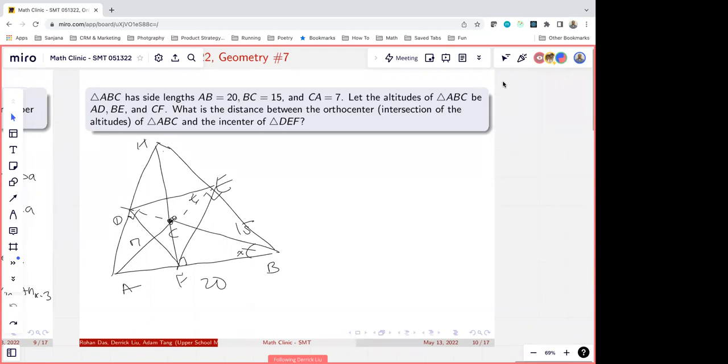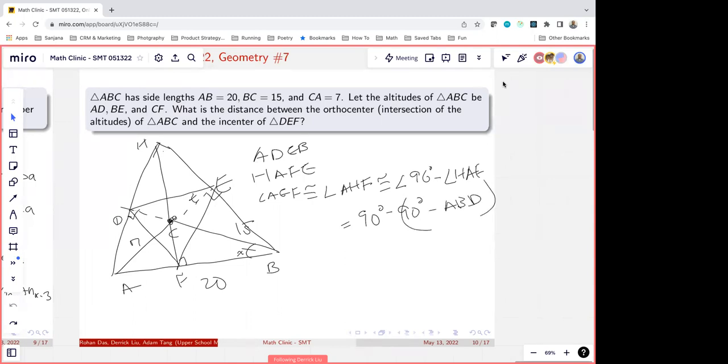And next, we can look at cyclic quadrilateral HAFE. So we first looked at ADEB, and now we look at HAFE. And what we notice here is that if we consider angle AEF, AEF is equal to AHF. But AHF is equal to 90 degrees minus angle HAF, which is equal to 90 degrees minus 90 degrees minus ABD.